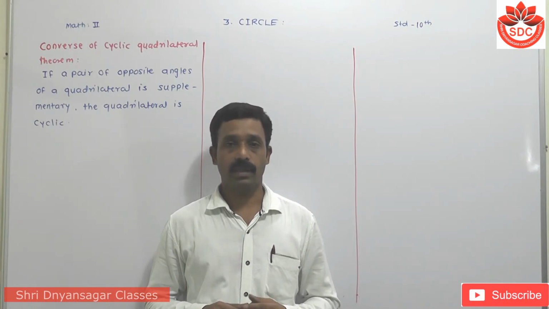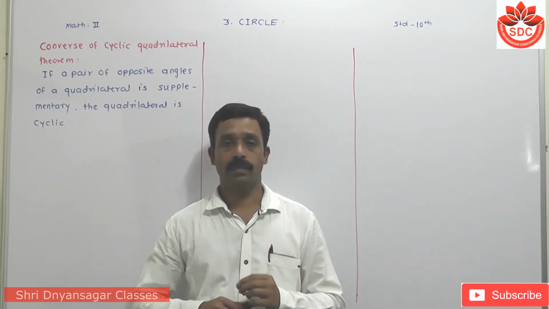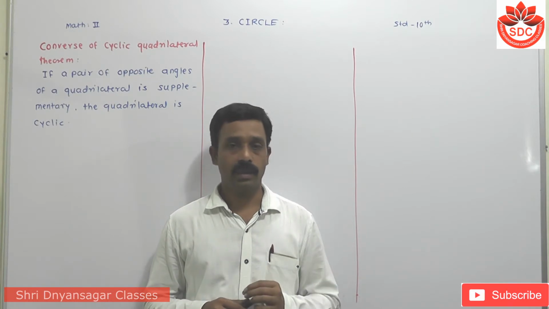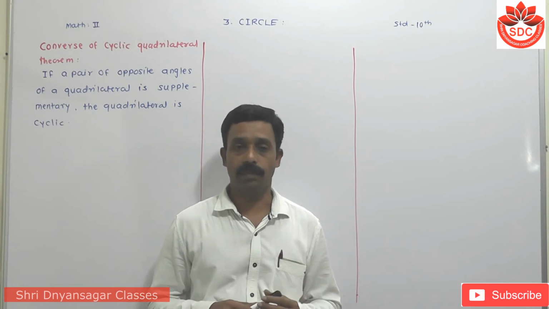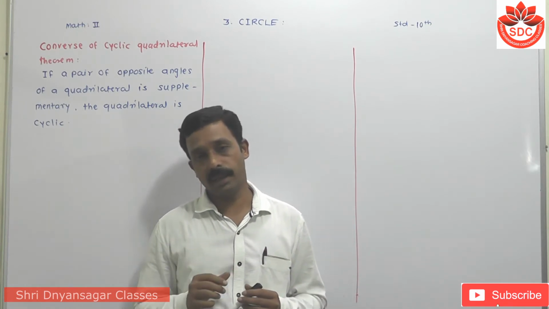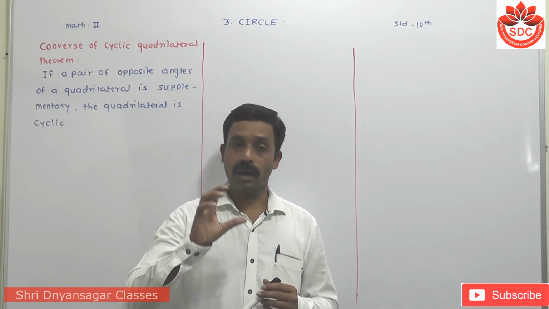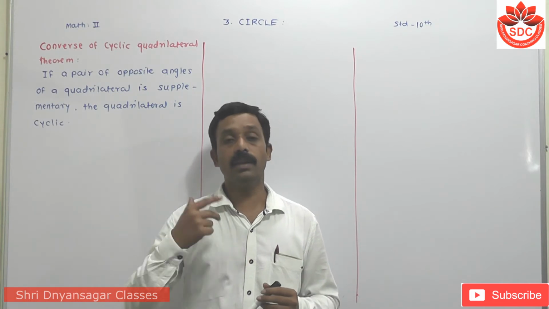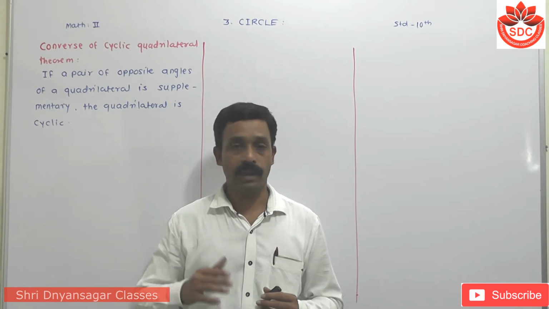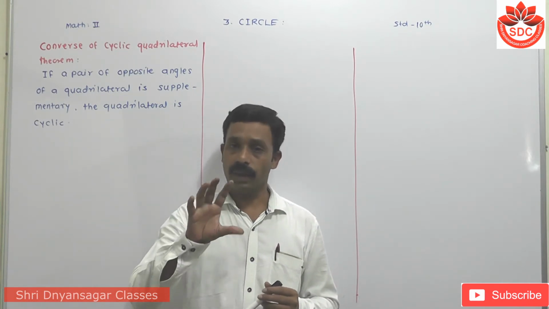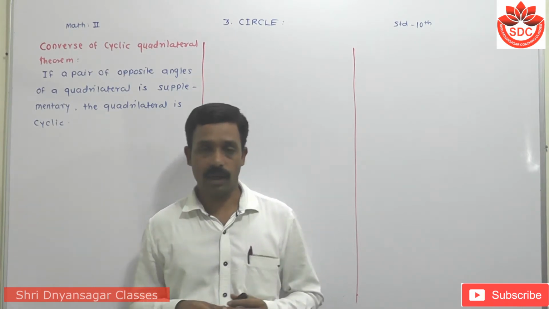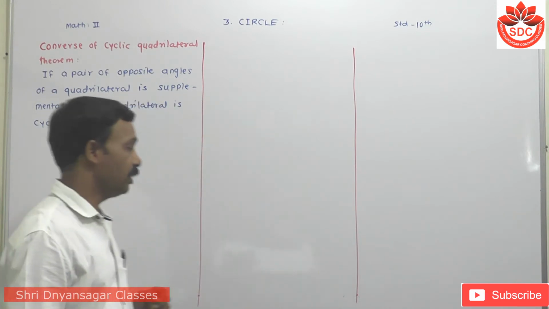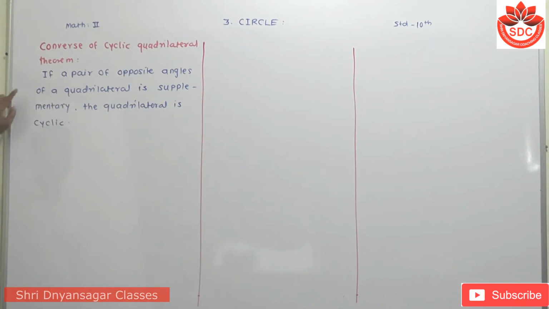Today we discuss the next theorem of the chapter circle. The name of that theorem is the Converse of Cyclic Quadrilateral Theorem. All of you know the Cyclic Quadrilateral Theorem: if a quadrilateral is a cyclic quadrilateral, then the opposite angles are supplementary. Its converse is, if in a quadrilateral opposite angles are supplementary, then it is a cyclic quadrilateral. Now we see this converse of the cyclic quadrilateral theorem.